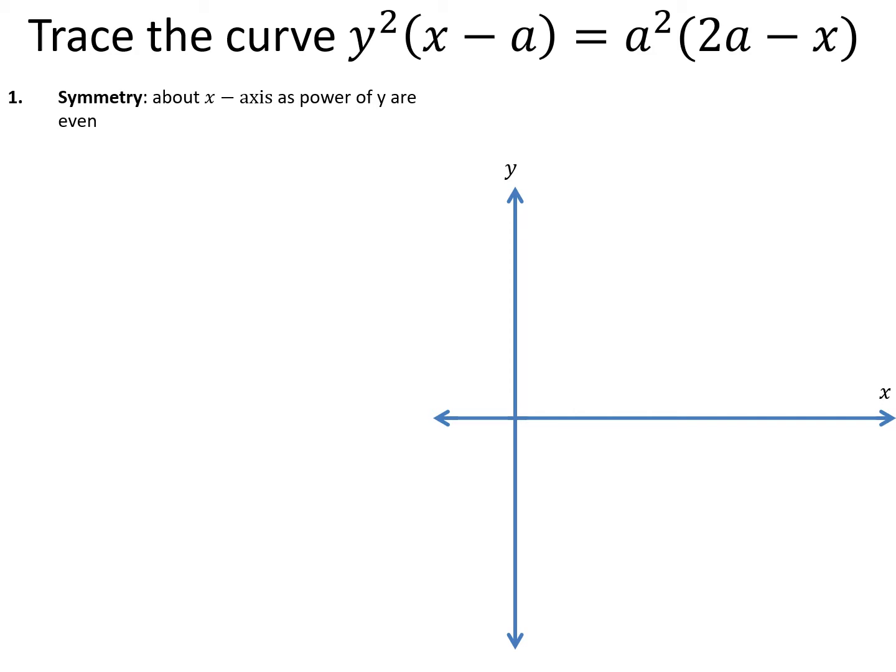Next, if we interchange x and y, then also the equation will change, so it is not symmetric about the line y equal to x. So one by one we have to check all the 6 types of symmetry here, and find out which type of symmetry this curve follows. So here we are getting only one type of symmetry, that is x-axis symmetry, because the y powers are even.